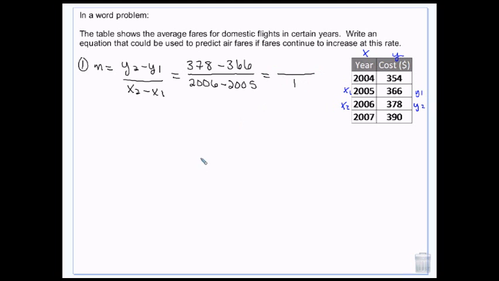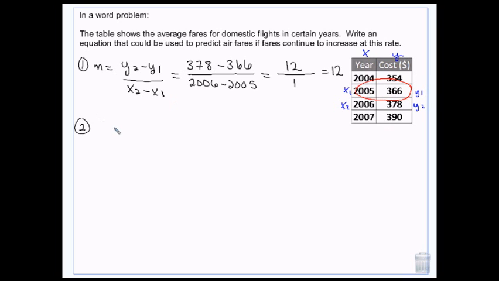That one's easy. 78 minus 66 is 12, so my slope is 12. Now I use my slope and any point. What point do we want to use? What year? We'll use 2005.